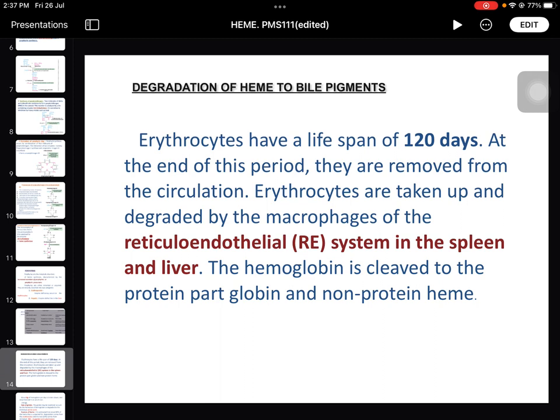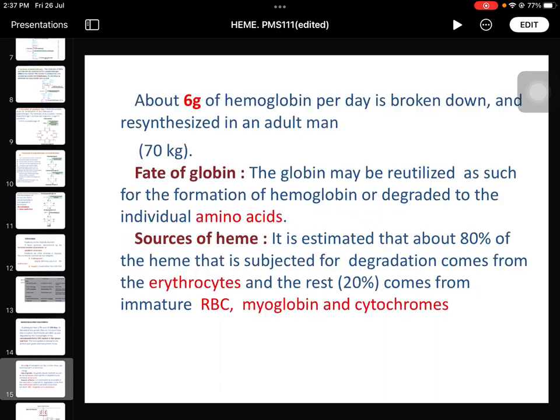Erythrocytes have a lifespan of 120 days. At the end of this period, they are removed from the circulation normally. Erythrocytes are taken up and degraded by the macrophages of the reticuloendothelial system in the spleen and liver. The hemoglobin is cleaved into the protein part, globin, and the non-protein part, heme. Approximately 6 grams of hemoglobin per day is broken down, and may be resynthesized, in an adult human being with 70 kg body weight.